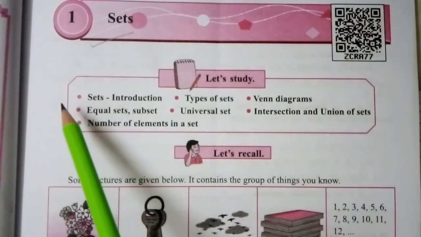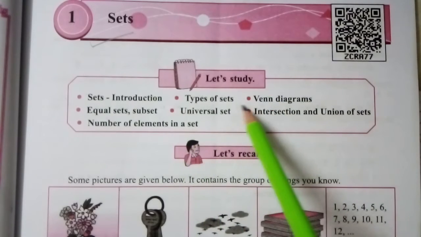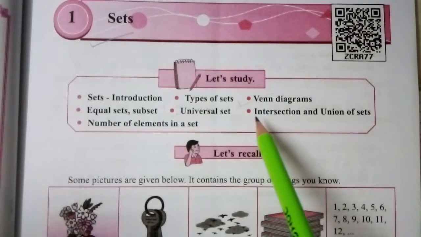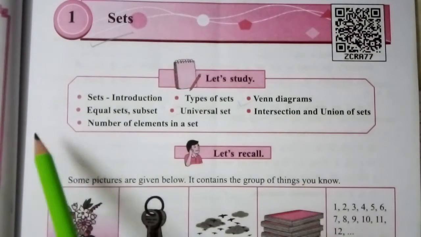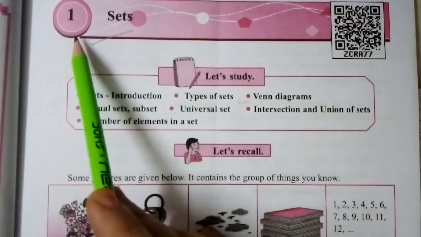So in this lesson we have to learn about sets, types of set, Venn diagram, equal set, subset, universal set, intersection and union of set, number of elements in a set. So all these topics we are going to cover in this lesson. So let's start. Okay, so first of all, what is a set?